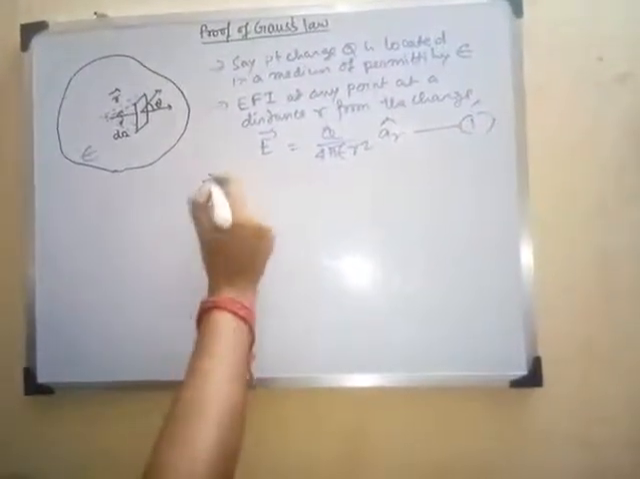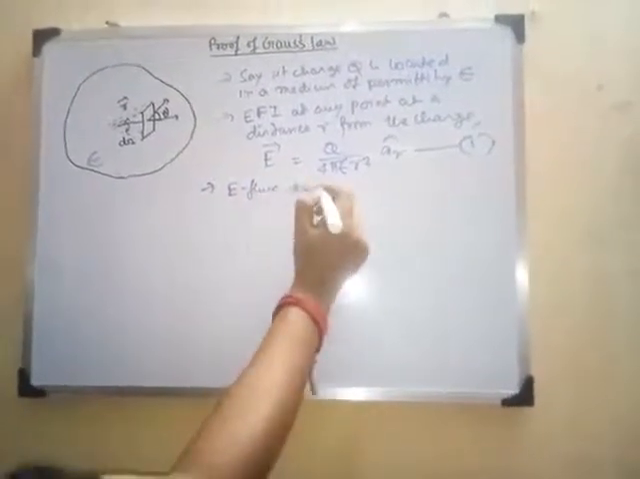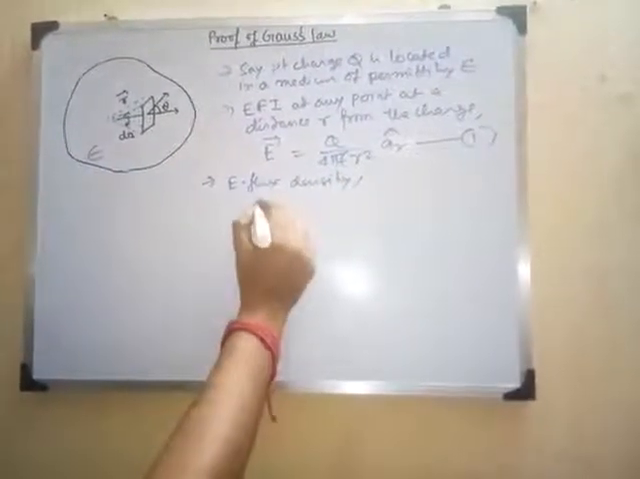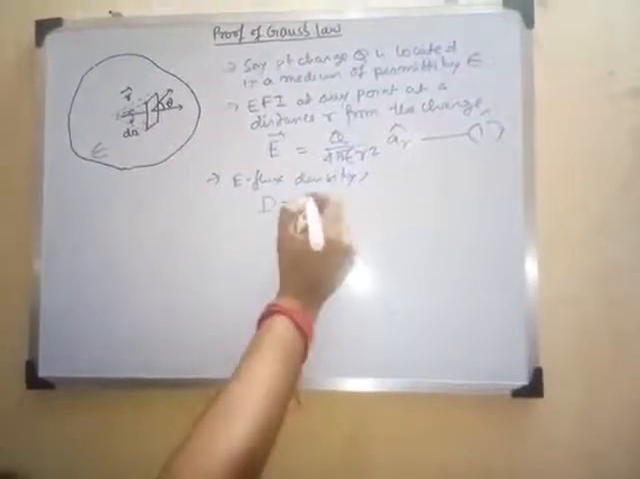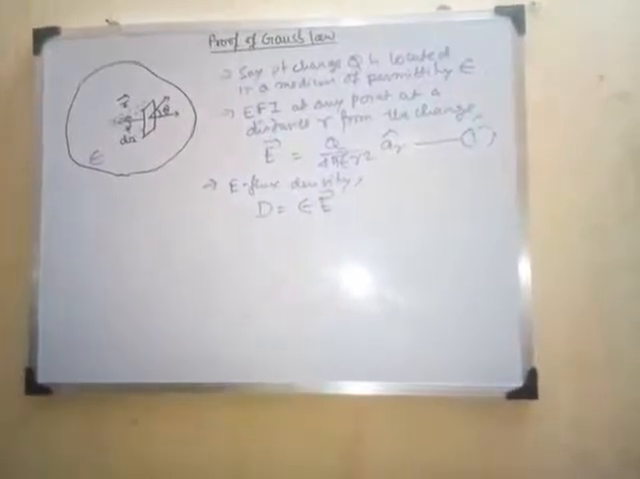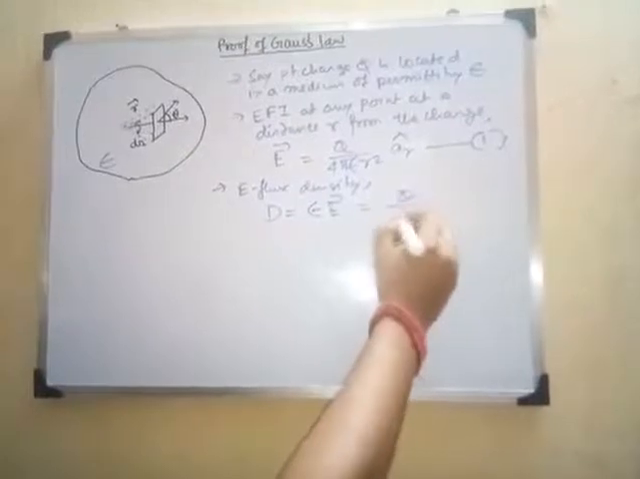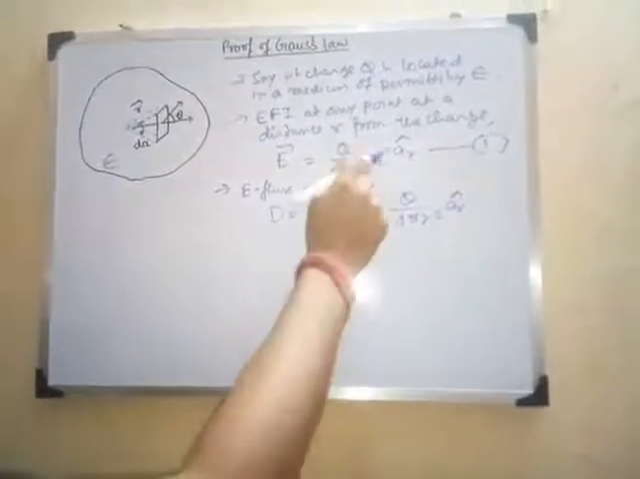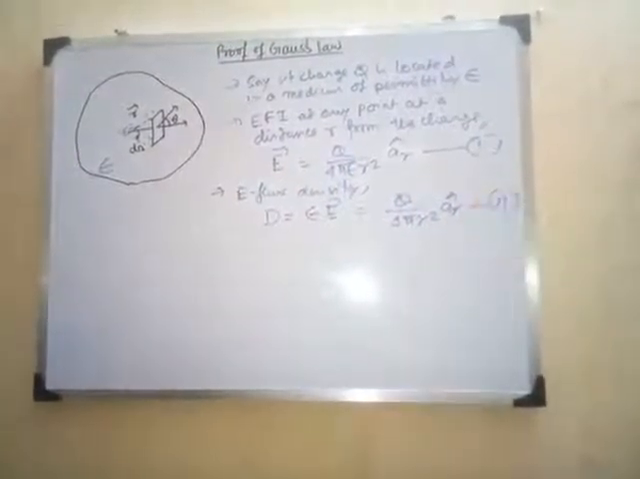Now the electric flux density, which is represented by D, we have just discussed. We have arrived at an expression where D is equal to epsilon E. So we can write D equals Q by 4 pi r square AR, where epsilon and epsilon get cancelled out. So this is our equation number 2.